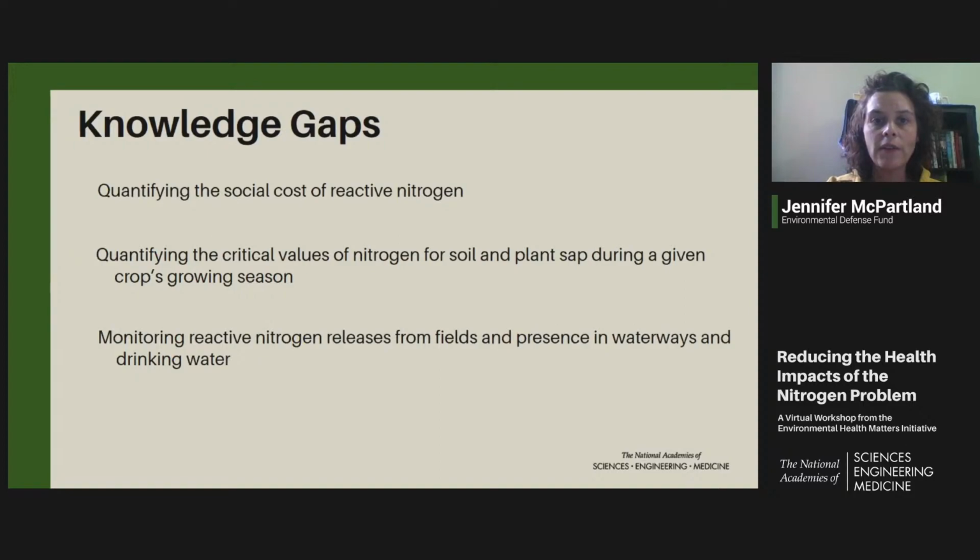Quantifying the critical values of nitrogen for soil and plant sap during a given crop's growing season, and lastly, monitoring reactive nitrogen releases from fields and its presence then in waterways and drinking water.